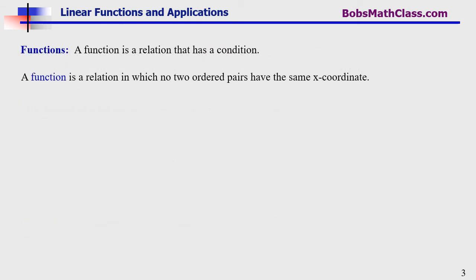Okay, now we're going to talk about functions. A function is a relation that has a condition. And so here's that condition. A function is a relation in which no two ordered pairs have the same x-coordinate. So no ordered pairs can have the same x value. They can have the same y value. It's still a function, but they cannot have the same x value.